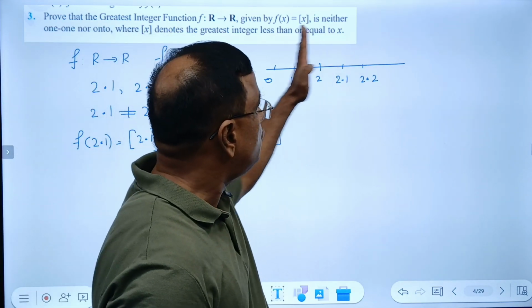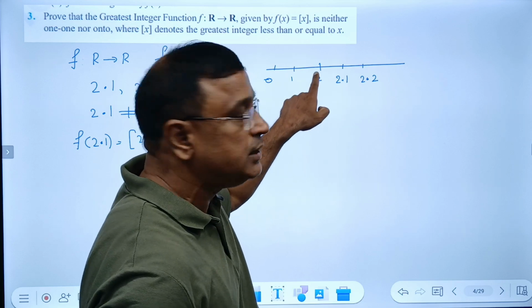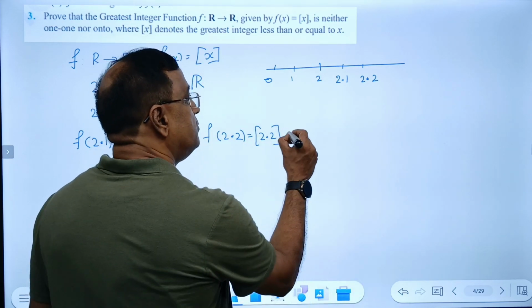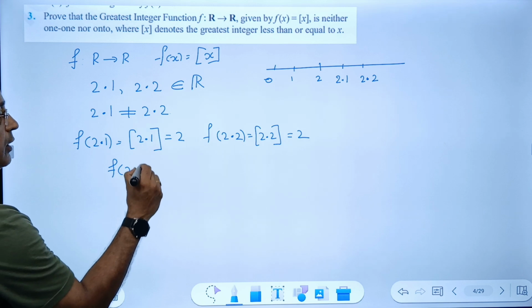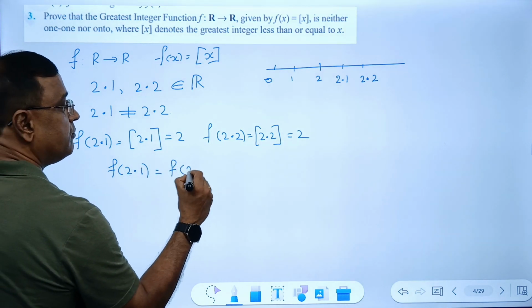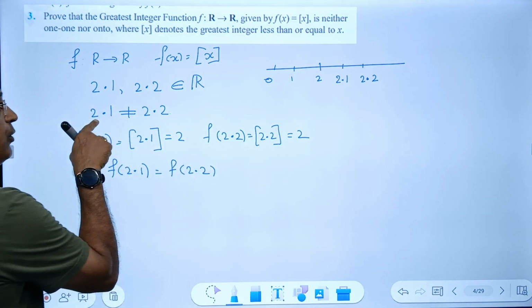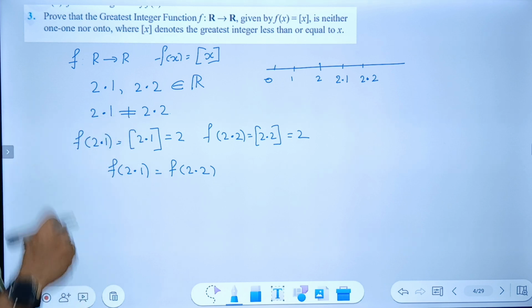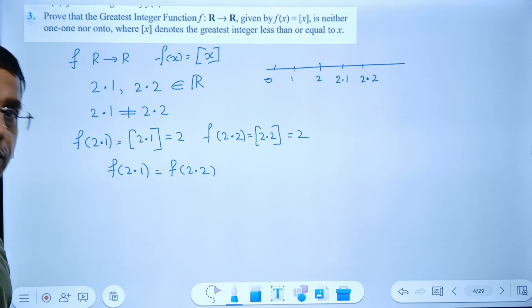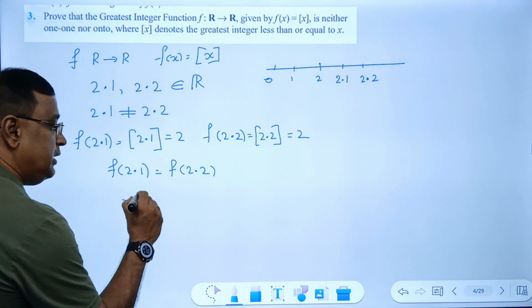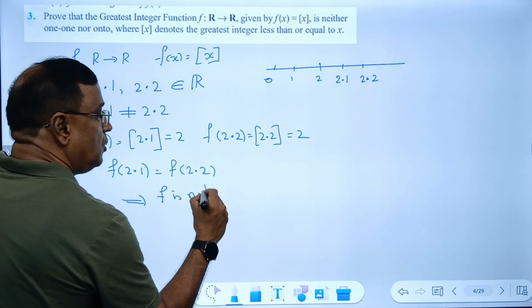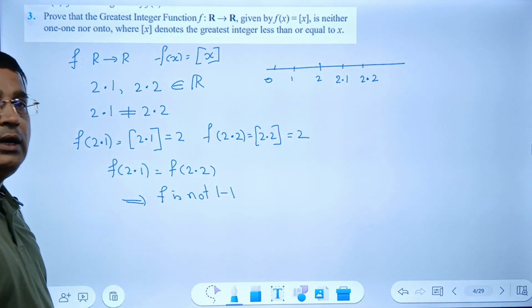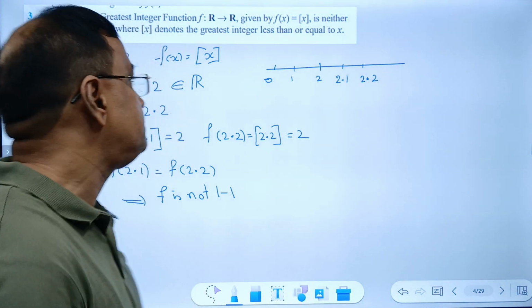To the left of 2.2, what is the first integer you see? The first integer you see is 2. So clearly f of 2.1 is equal to f of 2.2. So 2.1 not equal to 2.2, but f of 2.1 is equal to f of 2.2. This violates the definition of 1 to 1. Therefore f is not 1 to 1.